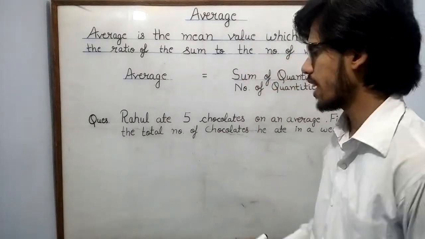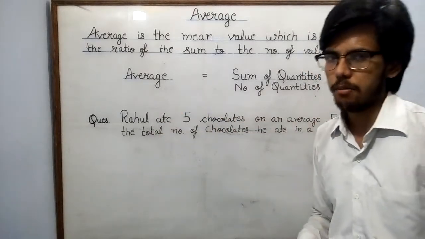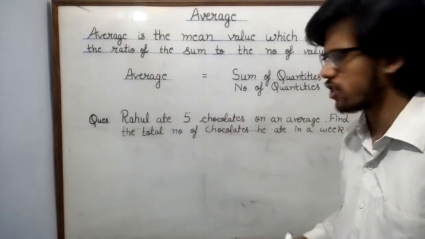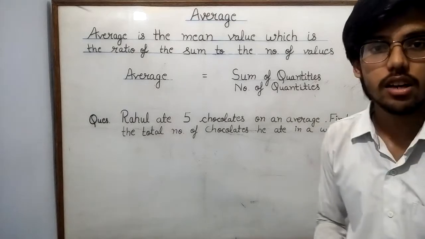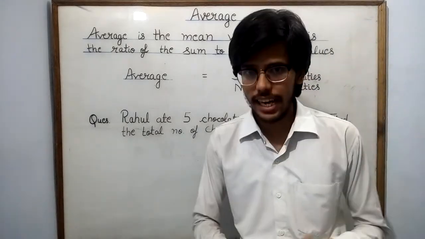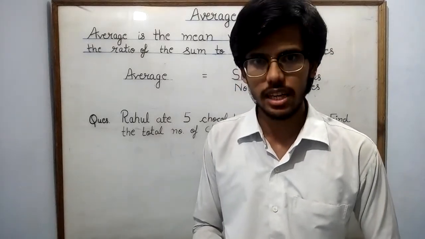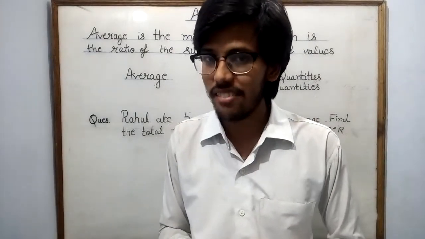Okay, now the question says Rahul ate 5 chocolates on an average. That means, how many chocolates did Rahul eat on average? 5 on an average. Find the total number of chocolates he ate in a week. What do we have to find? We have to find the total number of chocolates that he ate in a week. So how many days are there in a week? 7. So the number of values now would be 7.